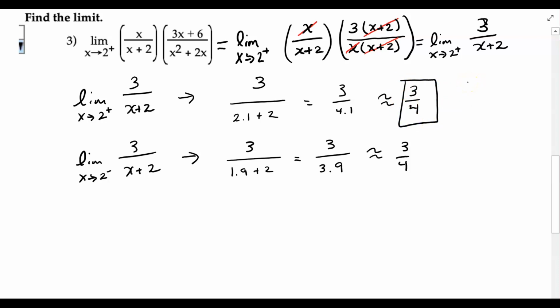But really how you could approach these problems in general is picking numbers slightly to the right or slightly to the left, depending on the direction that you're interested in.